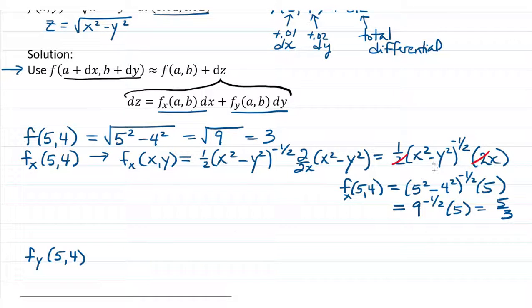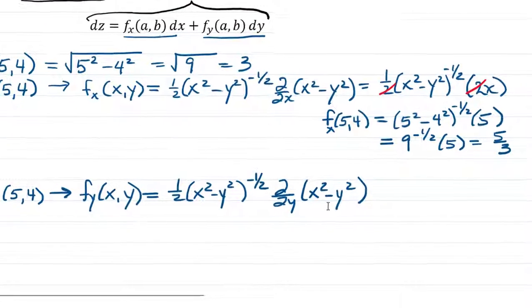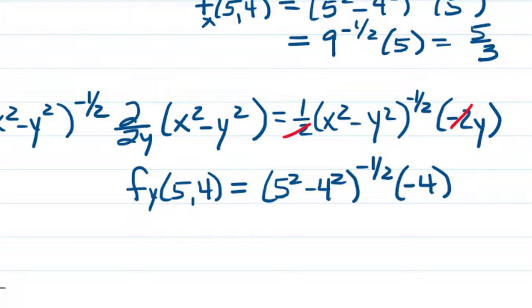Now let's find the value of the partial derivative with respect to y at (5, 4). Here, the only thing that changes is when we apply the chain rule, we have to take the partial derivative with respect to y, so the x squared is a constant and goes to 0, giving us a negative 2y at the end there. And now we're going to evaluate at (5, 4). The 2's cancel, we plug in (5, 4), and we're going to have (5 squared minus 4 squared) to the negative 1/2 times negative 4, which is going to be 9 to the negative 1/2 times negative 4, which is going to be negative 4/3.